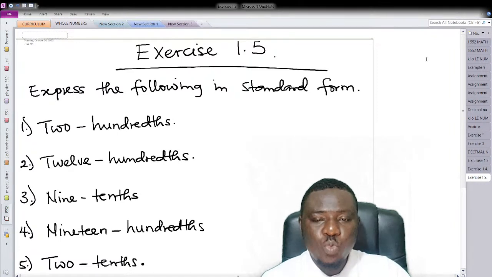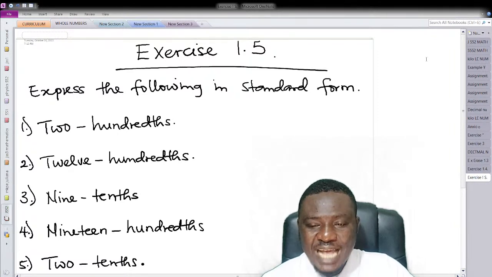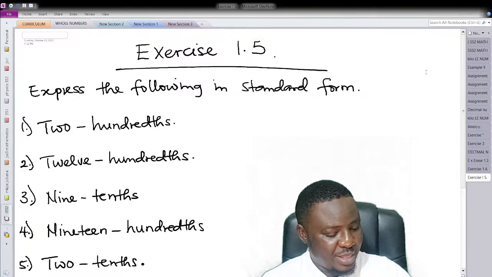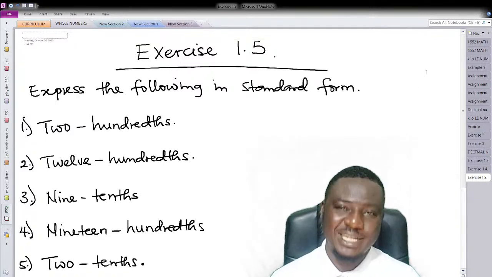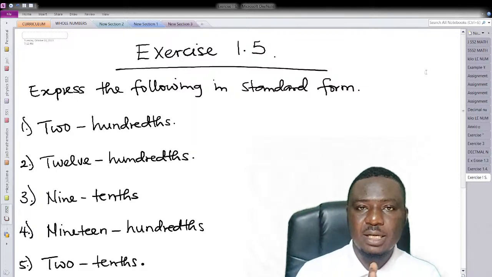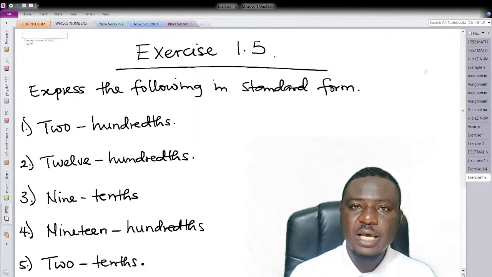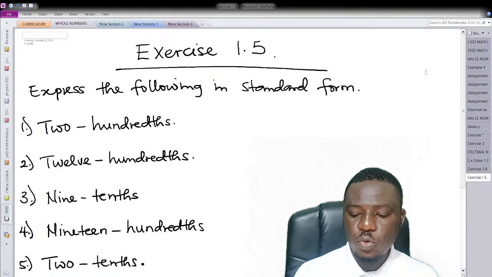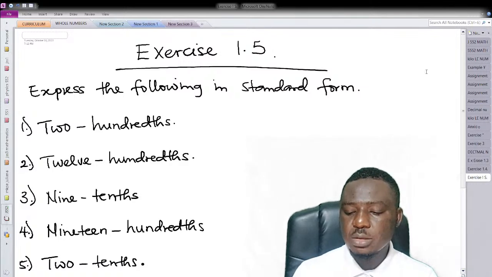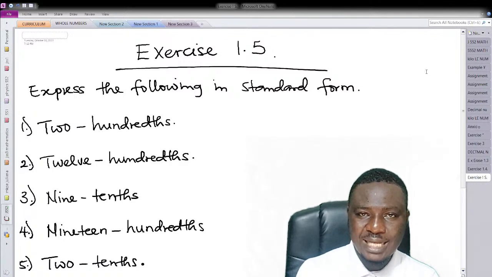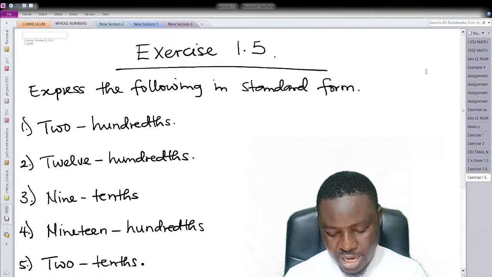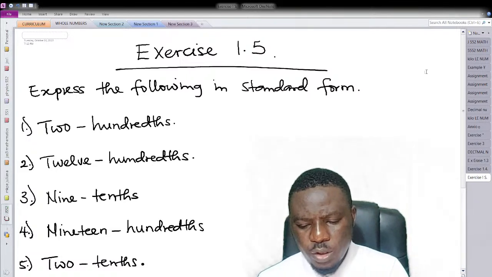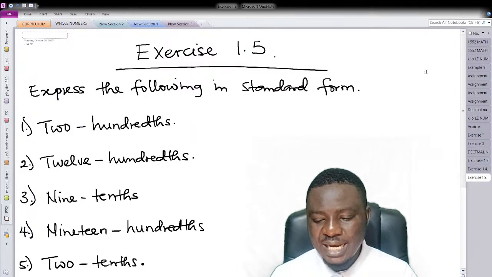Now, exercise 1.5 is asking us to express the following in standard form. Now, this is given in words, not in figures. This is to enable you know how to represent algebraic statements in algebraic expressions. Okay, so we have to express the following in standard form.